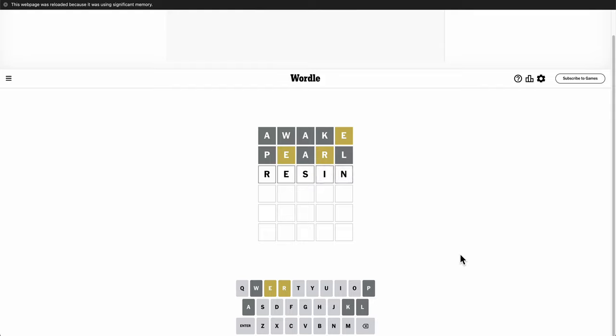That could be any number of things. Unfortunately, resin won't work, because that still puts an E in second position. Yeah, I need to find something with another vowel in it. Entry would work, even though that repeats, okay, so E's at the start.